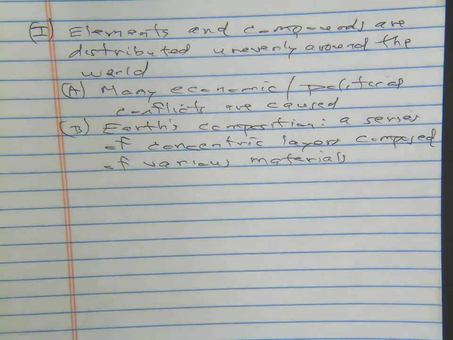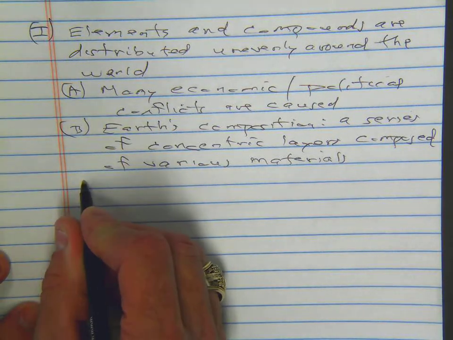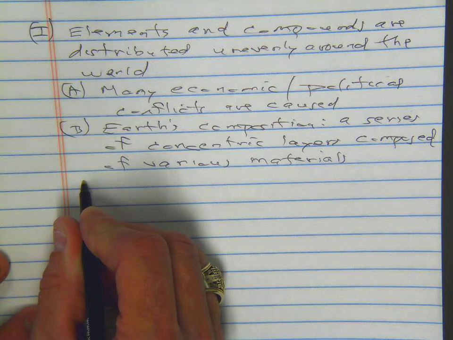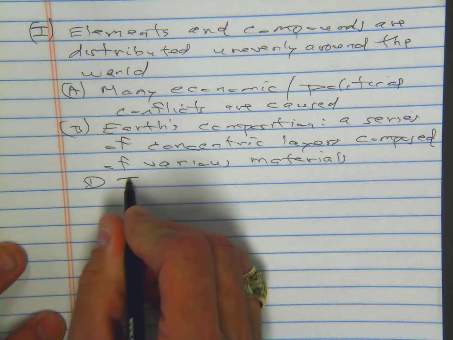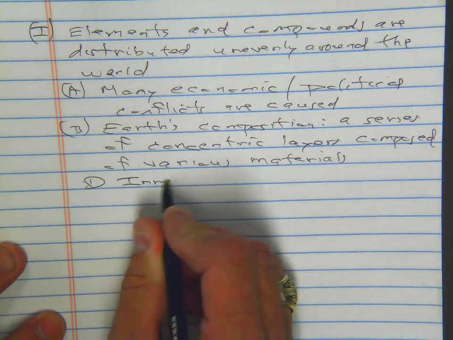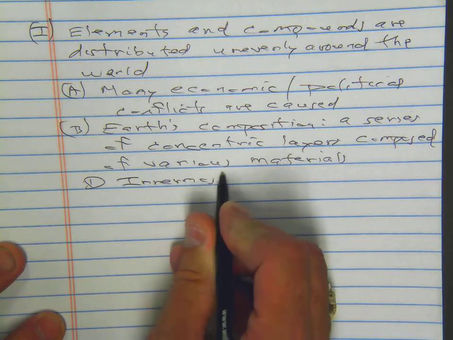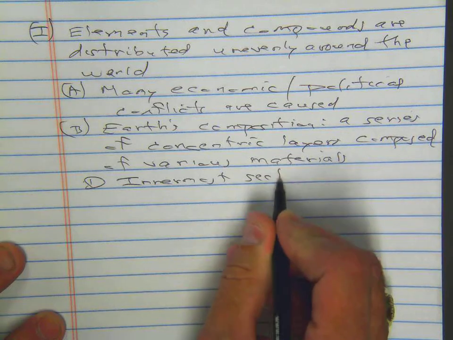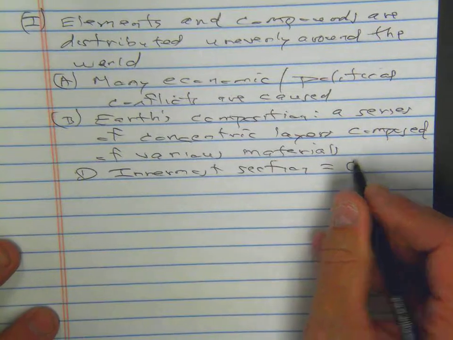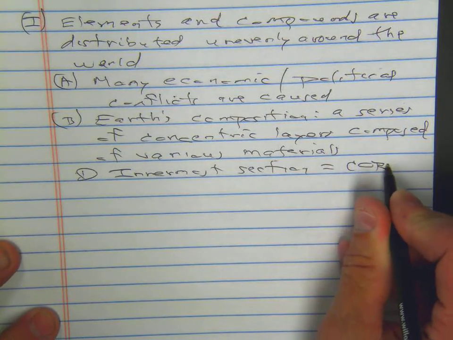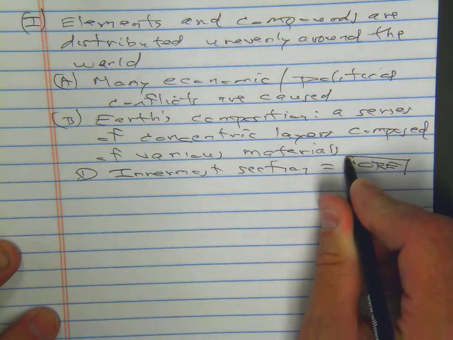All right, let's start here with, I'll go one. The innermost layer, the innermost component, is called the core. The core of the Earth, just like the core of an apple.